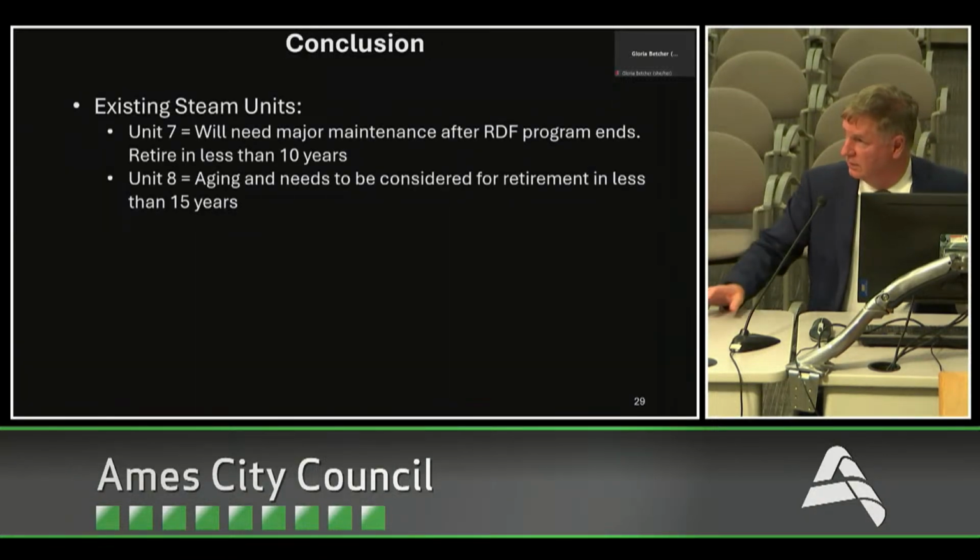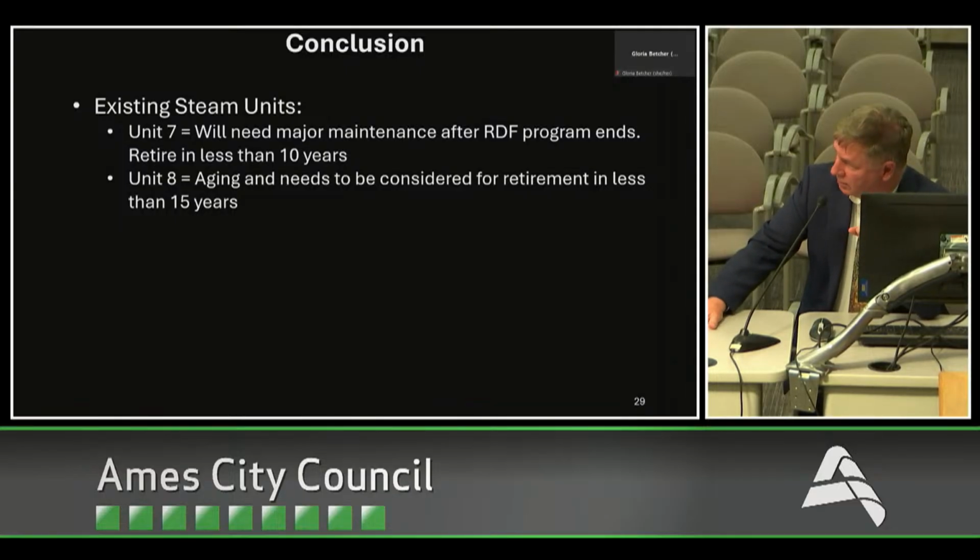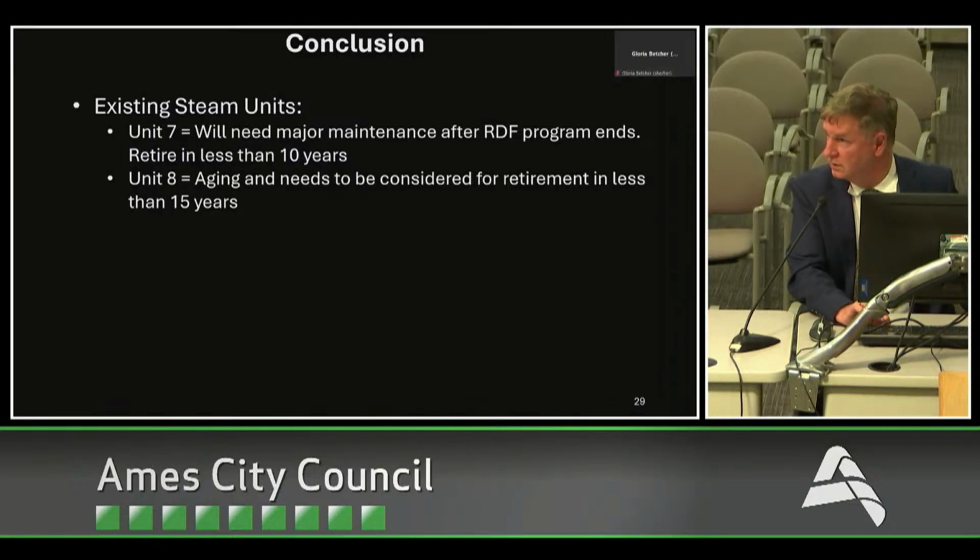So kind of summarizing, and then I'll hit on the funding, because that's really the key question. You're probably saying, okay, Don, what's all this going to cost? Unit 7, we know it's going to need major maintenance after the RDF program is done. We've got to retire that in less than 10 years, probably closer to 5, in that 2030, 2031 timeframe. We don't know what it's going to look like when we're done burning RDF. Unit 8 is aging. We've got to continue to maintain it, but we've got to start planning its retirement in probably less than 15 years.